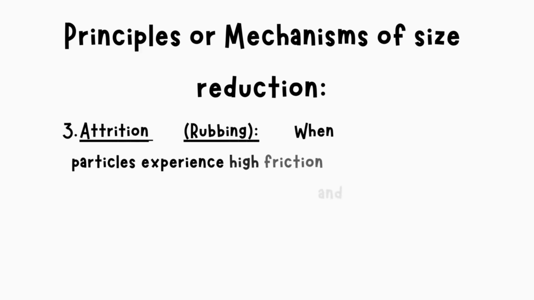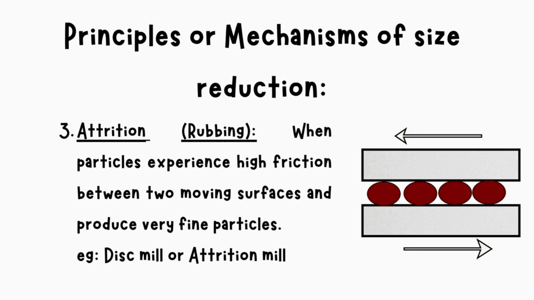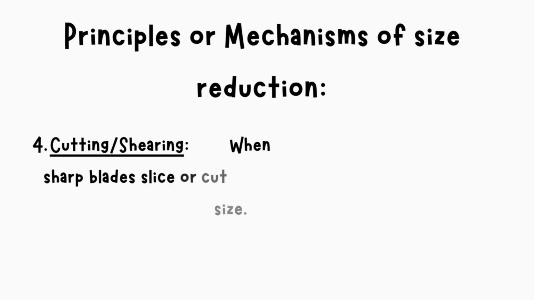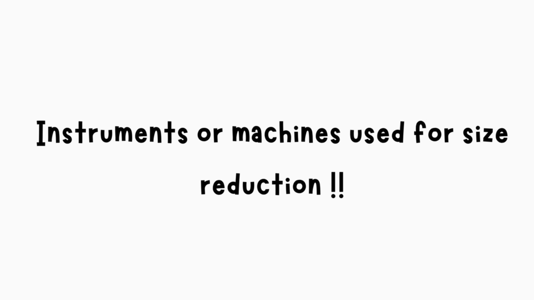Next, attrition or rubbing. When particles experience high friction between two moving surfaces and produce very fine particles. Example, disc mill or attrition mill. The last one is cutting or shearing. When sharp blades slice or cut the material to a smaller size. Cutter mill follows this principle. Now let's talk about some instruments used for size reduction in the laboratory.